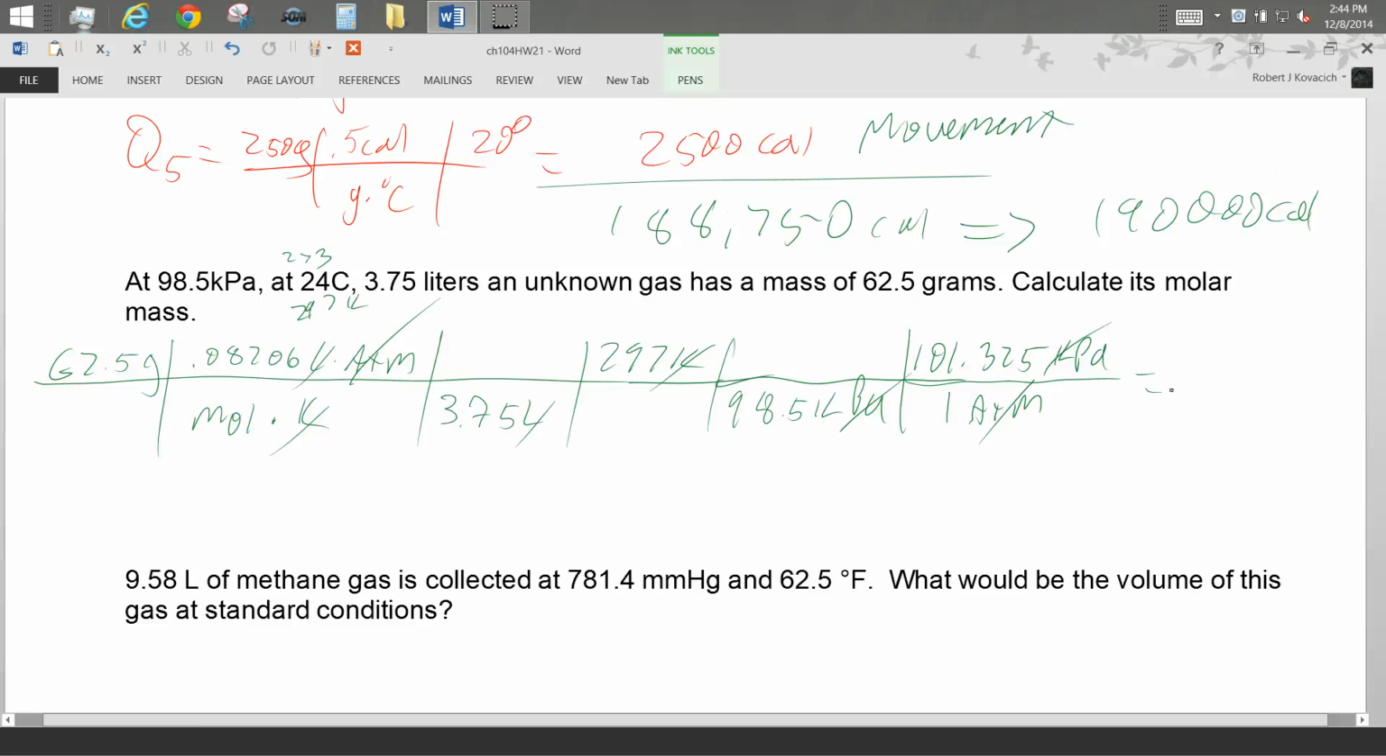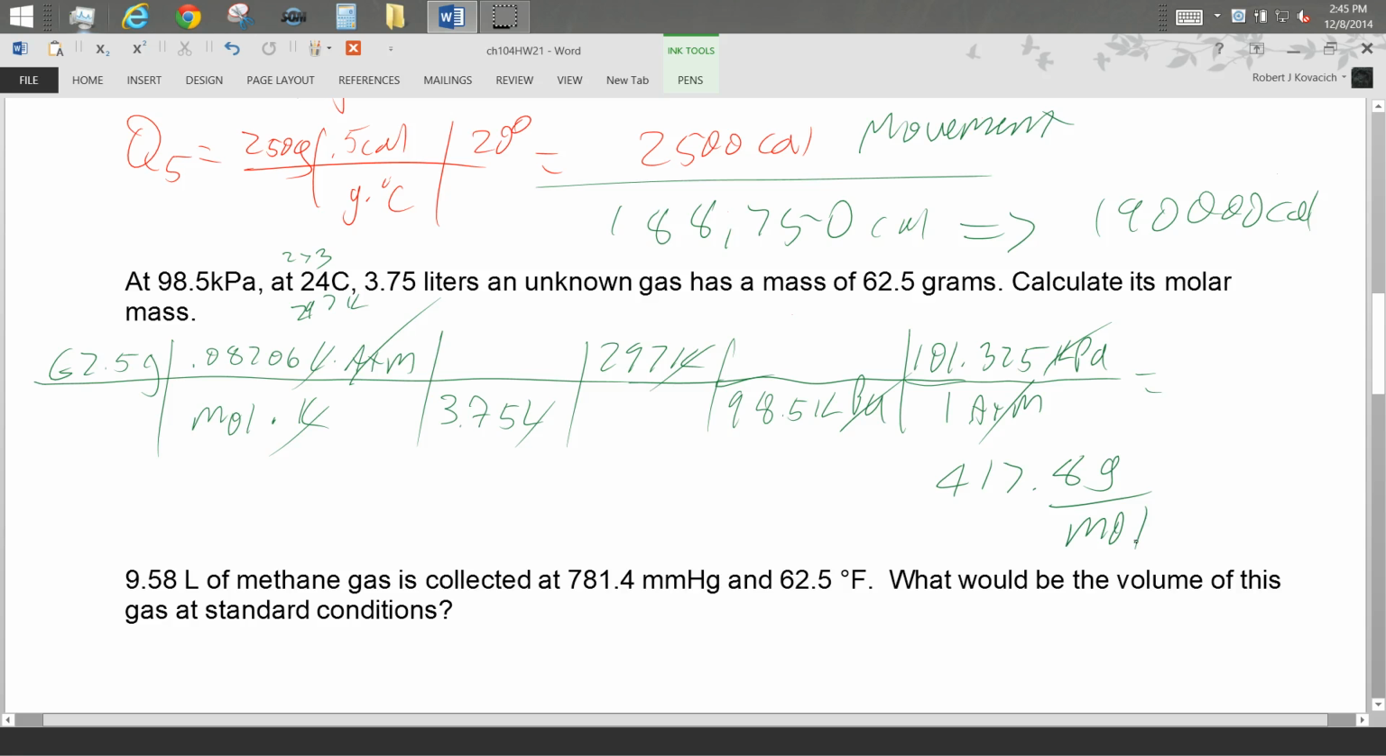So what are the only units I have left? I've only got grams over moles. So I've set this up correctly, and as long as I don't do something dumb like type it into my calculator wrong, I should get the right answer. So 62.5 times 0.08206 divided by 3.75 times 297 divided by 98.5 times 101.325. So I got 417.8 grams per mole.